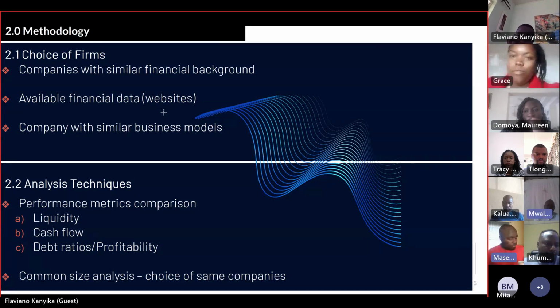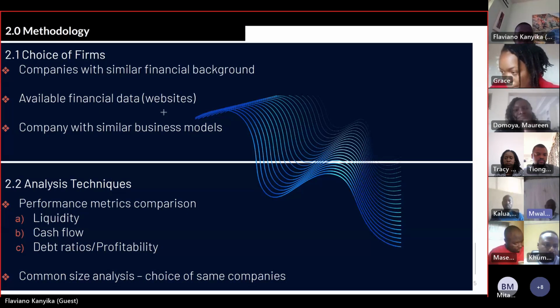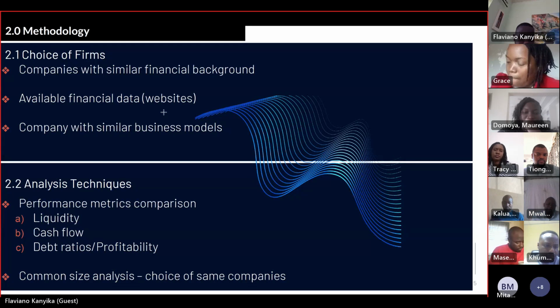So in terms of techniques, we used 2 techniques which have helped us to analyze these 2 companies. So we have the performance matrices, which has helped us to look at the liquidity of these 2 companies, cash flows, and their debt ratios. And also the common size analysis, which has helped us to look at the choices of these 2 companies.